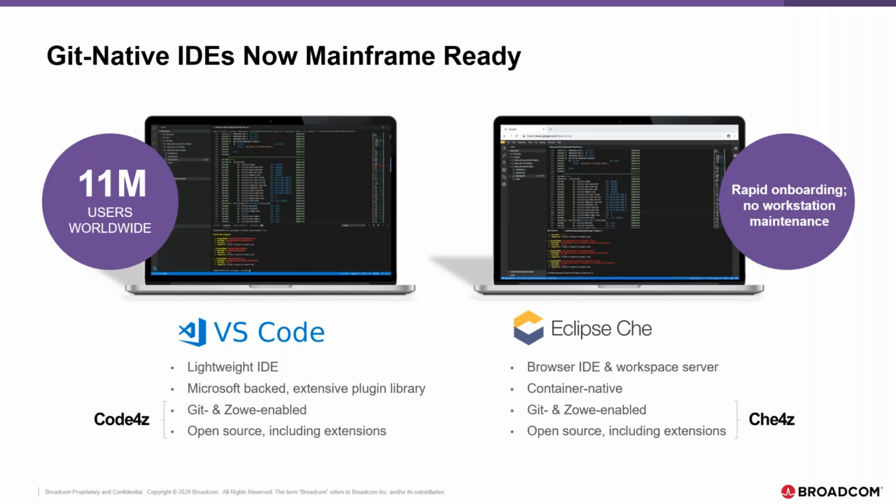What we did was we created a code pack by grouping together a number of extensions. Think of it like a starter kit. We call it Code for Z at the Visual Studio Code Marketplace. And we call it J for Z at EclipseJ. Like Zowe, these packs are open source initiatives led by Broadcom. Both are free, both are Git and Zowe enabled.